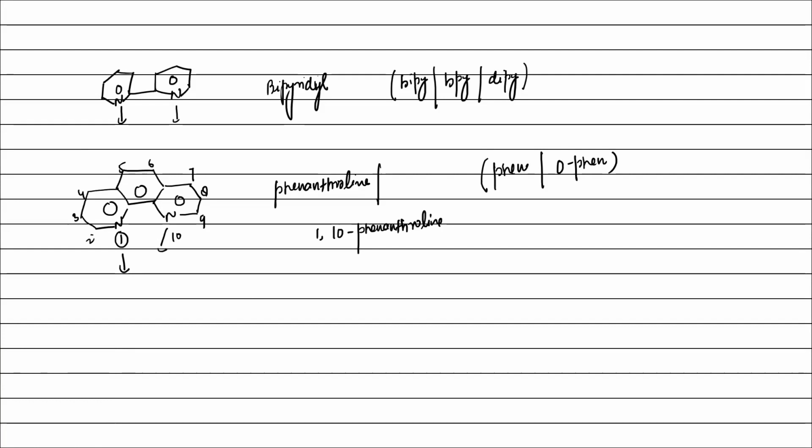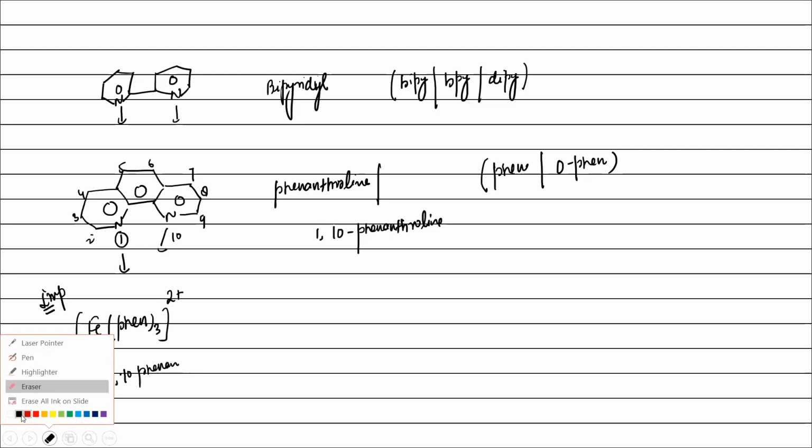One important thing associated with phenanthroline is that its complex with iron 2 plus, Fe phenanthroline, is important. The complex of phenanthroline with iron is called tris(1,10-phenanthroline) iron 2.